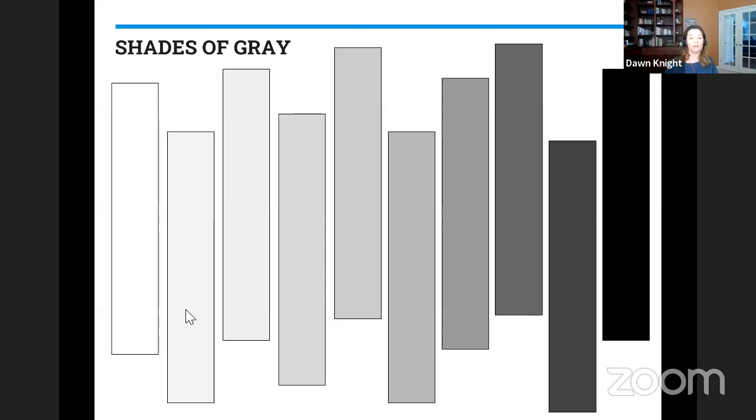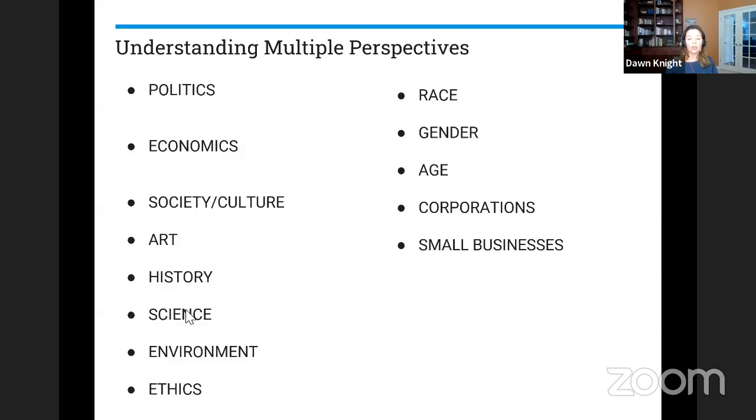We also looked at this list of fields or lenses to help us see a wide variety of perspectives and issues. If we start thinking about which of these are important and then the perspectives within them, it helps us more fully understand an issue. We could even refer to these as stakeholders. So, who is this going to impact? Who has an interest or concern regarding an issue?